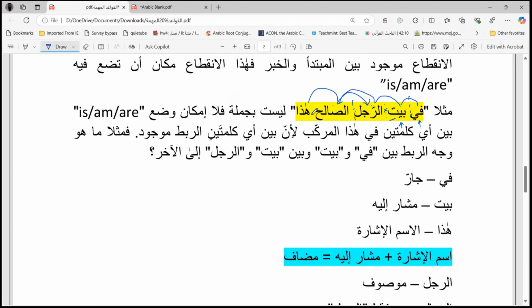Likewise, as-salih and haza. This is also, nothing can come in between because this is ism ishara and musharun ilayhi, ar rajul. So here also nothing can come in between. So this is a phrase. This is not a sentence. It is a phrase, which means in this, haza could be for rajul or it could be for bait. In this house of the righteous men. This is how it translates. This house, this goes back to bait, but it could also go back to the rajul. Meaning, in the house of this righteous man, you can say, or you can say in this house of the righteous man. So this haza could be for bait, and it could also go back to ar rajul.